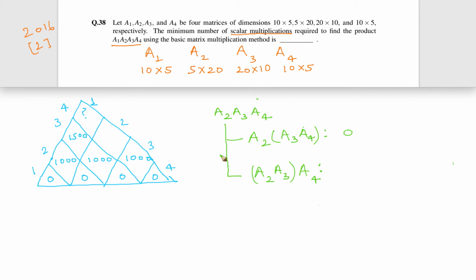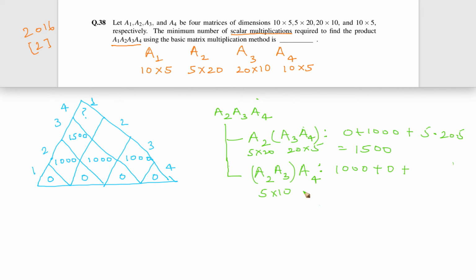It will be 0, plus a3 a4, which is already solved and is 1000. A2 is 5 cross 20, and a3 a4 will be 20 cross 5. So overall it will be 5 into 20 into 5, which is going to be 1500. In this case, a2 a3 we already solved, it is 1000. A4 is just a single matrix, no more operations. Now a2 into a3, this dimension is 5 cross 10.